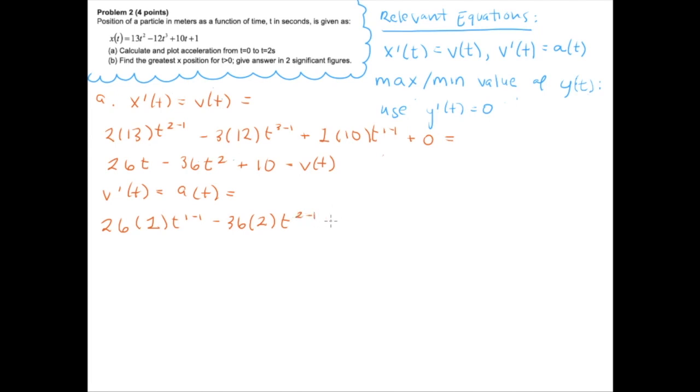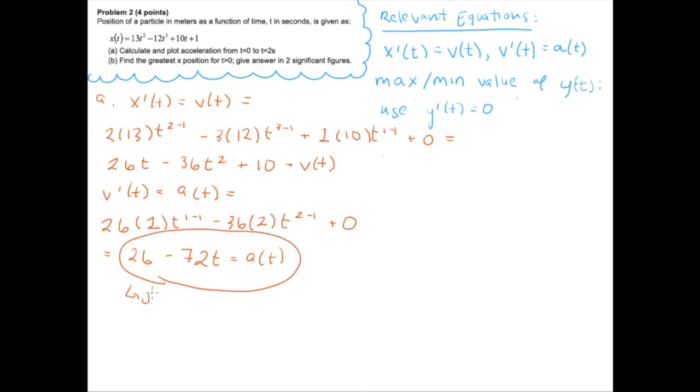The next term is similar. We multiply by 2 because that t was squared. And then finally, the derivative of any constant is 0, so that's that 10. So we get our acceleration equals 26 minus 72t. And that's it. And as you can see, 26 minus 72t is just a line. So that's going to be pretty easy to plot.